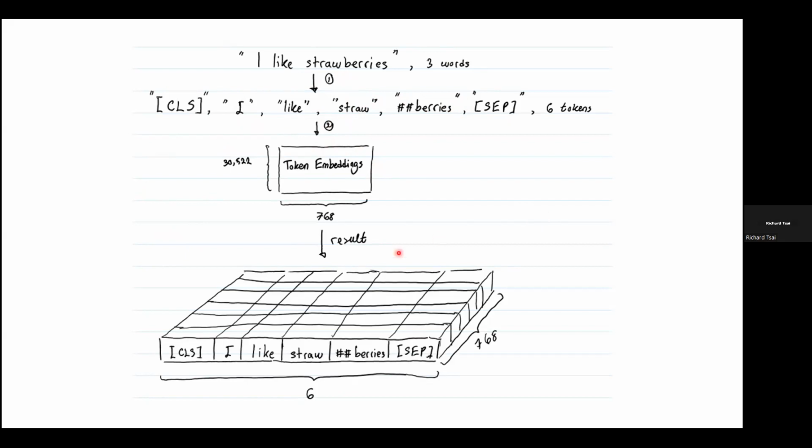After this tokenization, BERT fetches the embedding vector for each token from the token embedding file, and each vector has 768 dimensions. So we can see that each input corresponds to a 768-dimension vector. CLS is 768 dimensions, I has 768 dimensions, and so on.